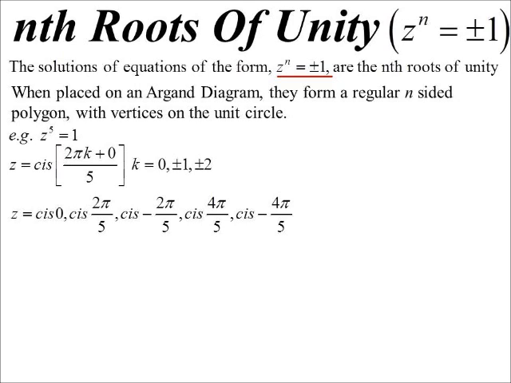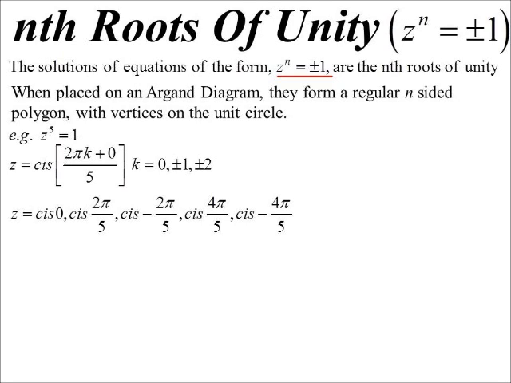So here's our solutions. Cis 0 is obviously a solution. Then cis 2 pi over 5, which means cis minus 2 pi over 5, because they'll be in conjugate pairs. Cis 4 pi over 5, which means cis minus 4 pi over 5. That rule about conjugate pairs, by the way, is only true if the coefficients in the polynomial are real. Which obviously this one is, because it's simply z to the power of 5 is equal to 1.